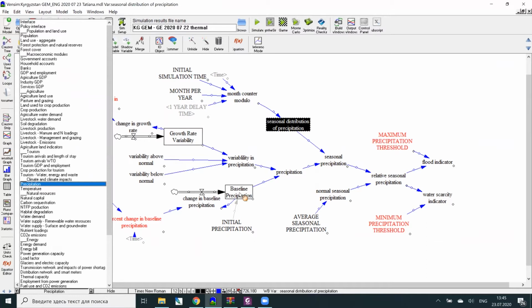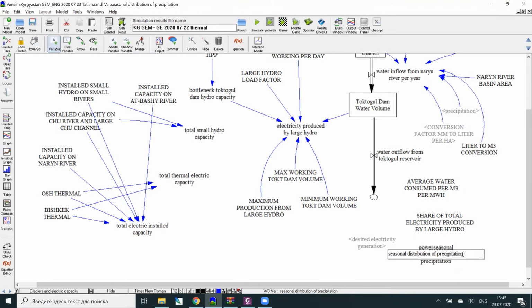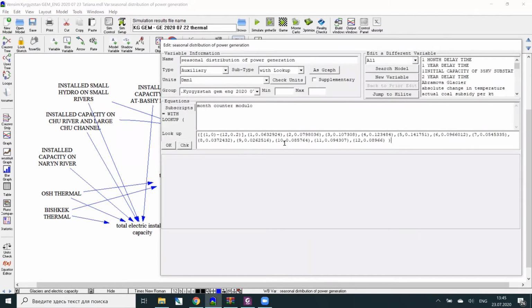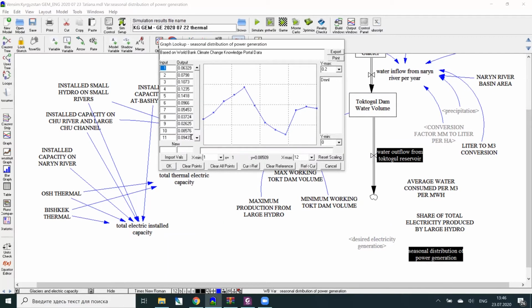When you paste it, you can change the name, and so this will be seasonal distribution of power generation, right? So this is then where you can add the percentage of the annual demand that comes in January, February, March, and so on and so forth from hydropower. Good question. You can also click on as graph if you prefer to change it manually and see it visually. It's the same as a normal lookup function. Yes. So starting from 11, we are going to have.